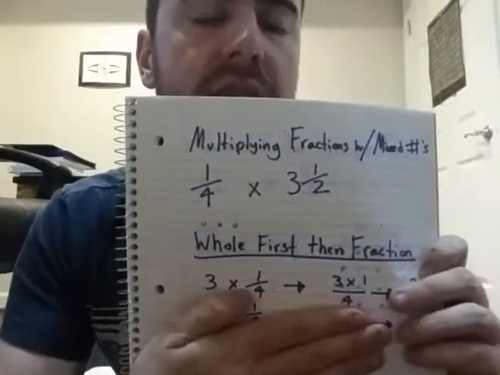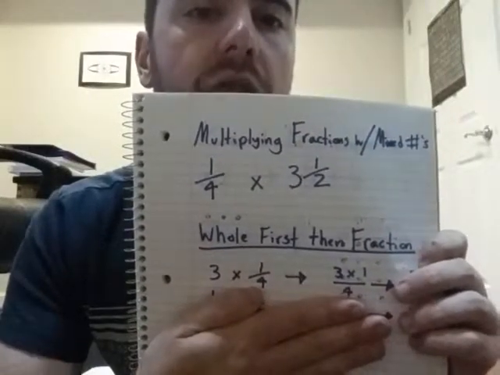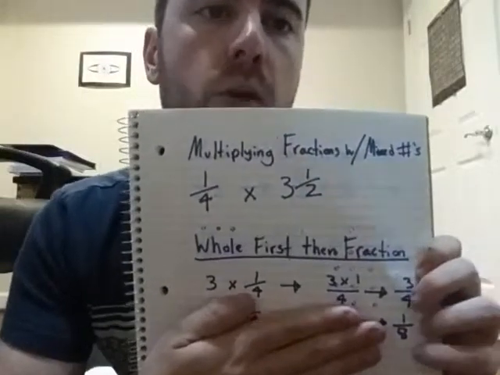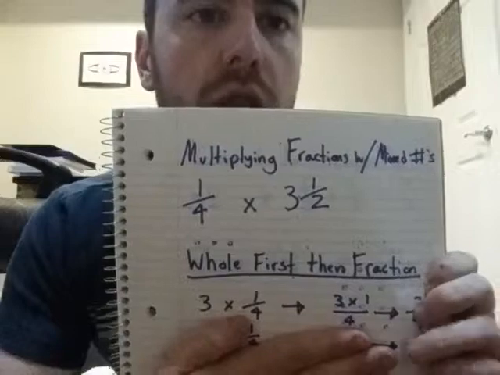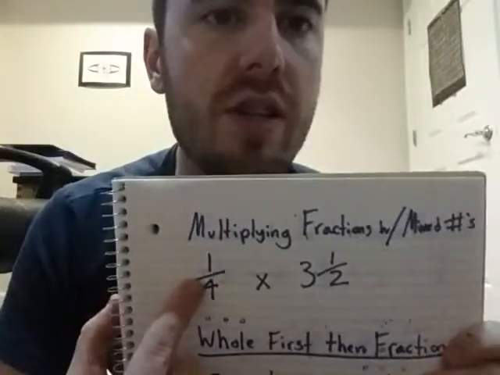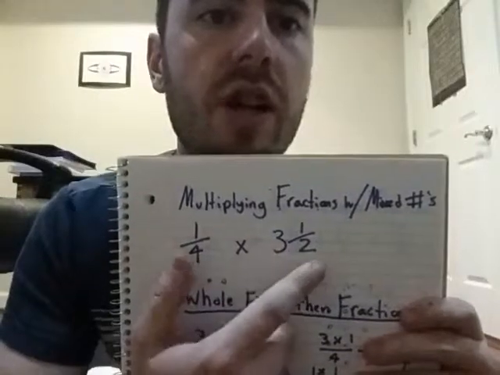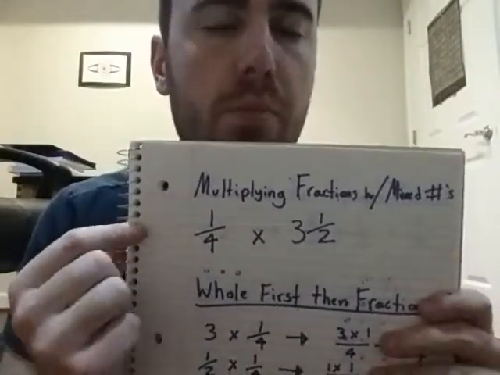Another way to think about that is, what would happen if you had 3 groups of 1/4? Well, you'd have 1/4, 2/4, 3/4. The answer is 3/4. Okay, so we've taken care of the whole number part of that. Now we're going to deal with our fractions, just the 1/4 and just the 1/2. We did this one first, we're doing this one last, and we're going to add them together at the end. It'll work, I promise you.